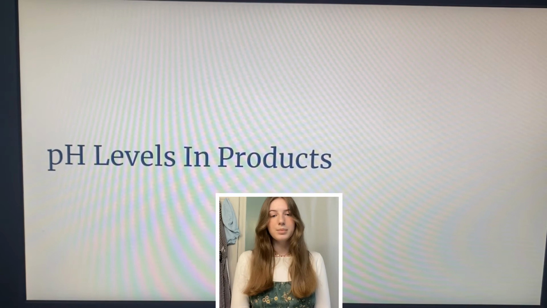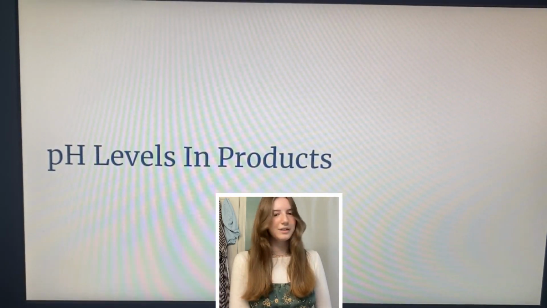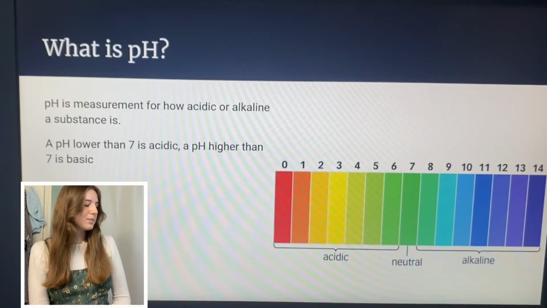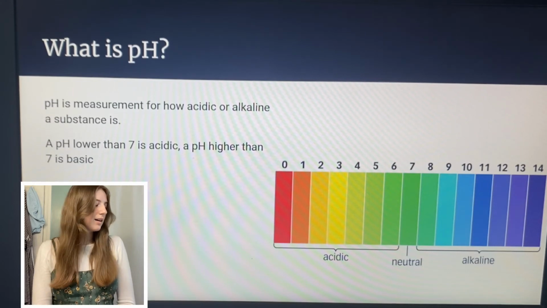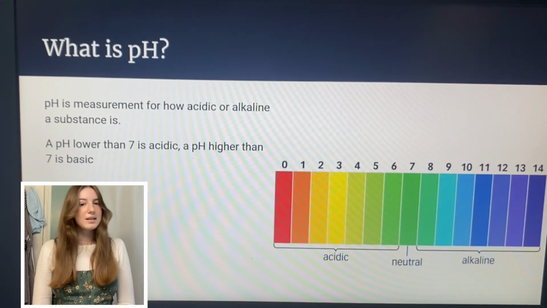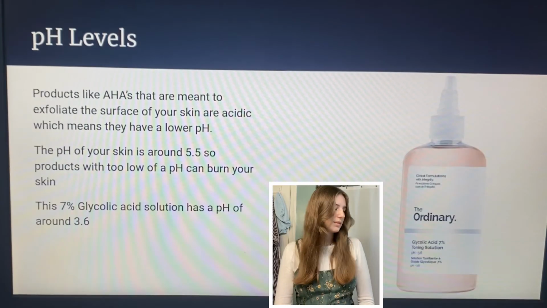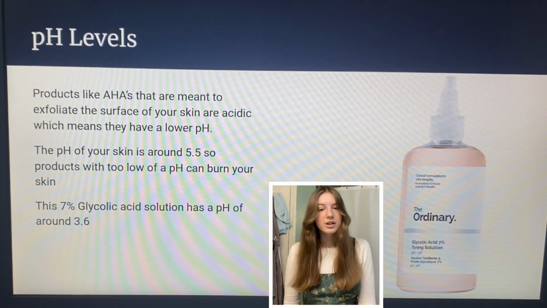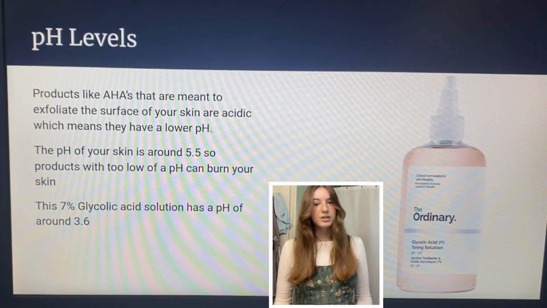So here, pH levels in products, because those really matter. I'm just going to do a little bit of what pH means. pH is a measurement for how acidic or alkaline or basic a substance is. pH lower than 7 is acidic, higher is basic. So products like AHAs, they're meant to exfoliate the surface of your skin. They're acidic and they have a lower pH, lower than 7.